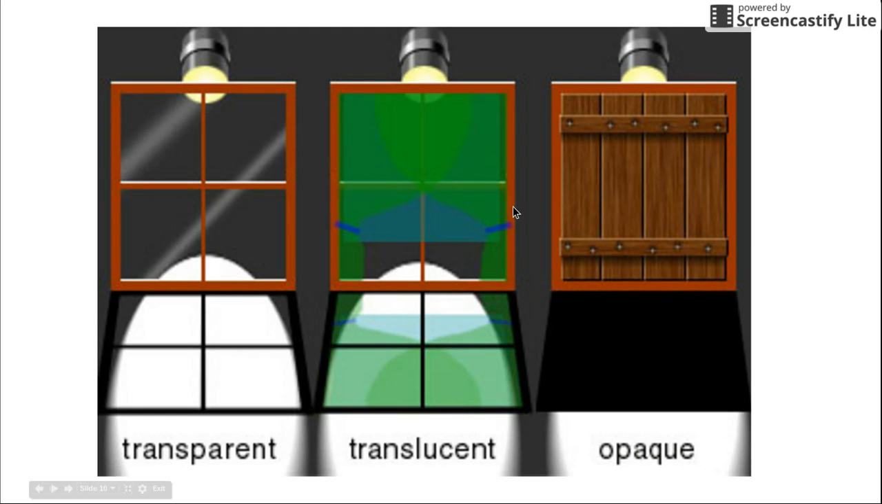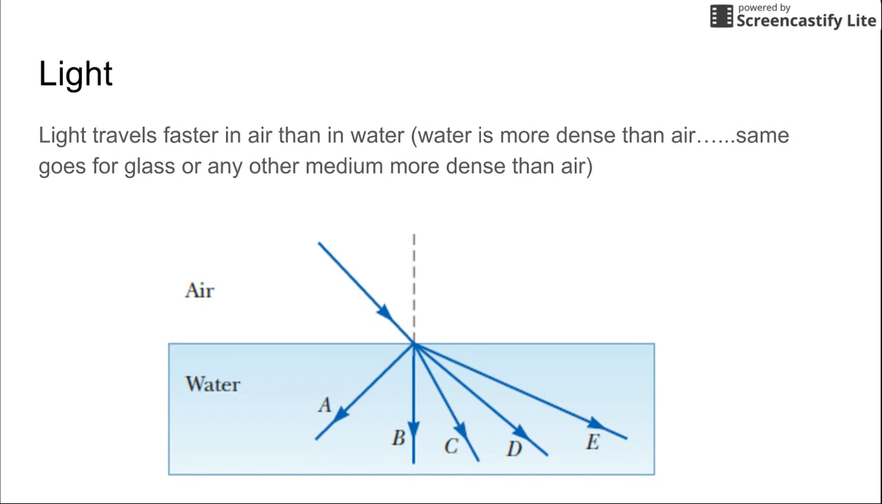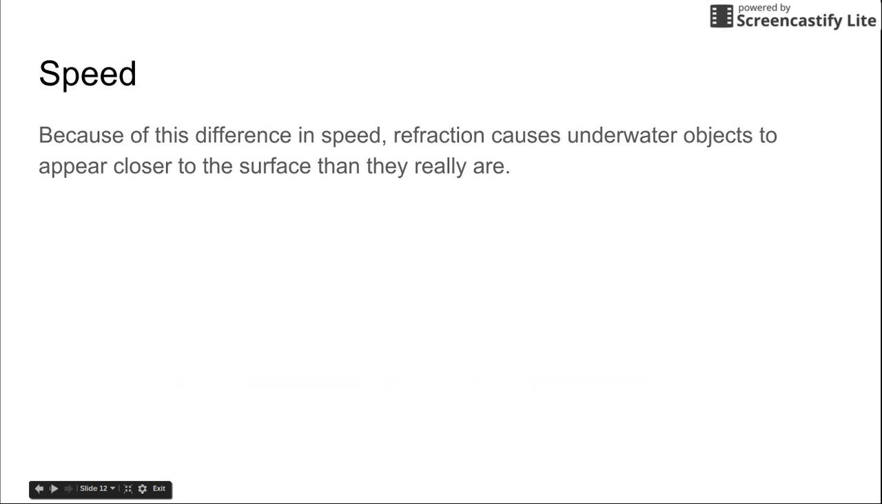So transparent is something that you can see through fully, translucent would be partially, and opaque would be fully blocked. So you'll notice the differing amounts of light that are able to penetrate through these surfaces. So light travels faster in air than in water. Water is more dense than air, and the same goes for glass or any other medium that's more dense than air, which is one of the reasons that the light will then refract when it hits a more dense medium. Because of the difference in speed, refraction causes underwater objects to appear closer to the surface than they really are.